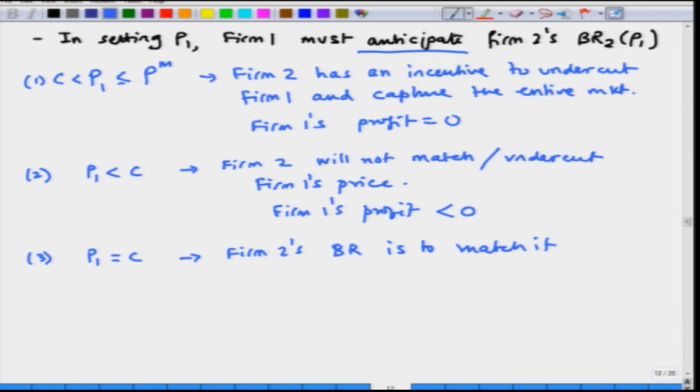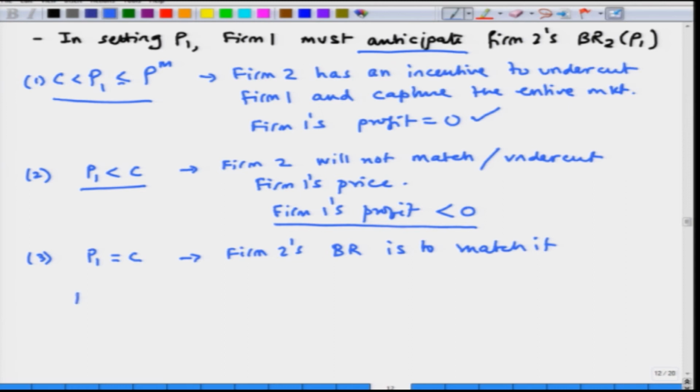Charging a price greater than the marginal cost implies that it does not make any sales, nobody comes to it, its profit is going to be 0. Charging less than C is again not optimal because its profit is going to be negative. So, the best that firm 1 can do is to charge a price which is equal to marginal cost, and firm 2's best response is essentially to match it.